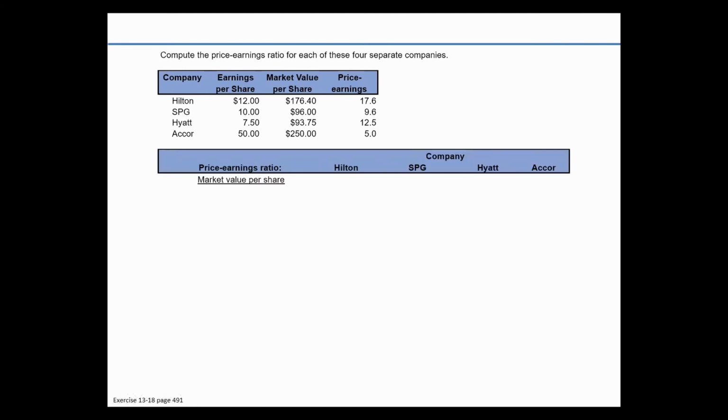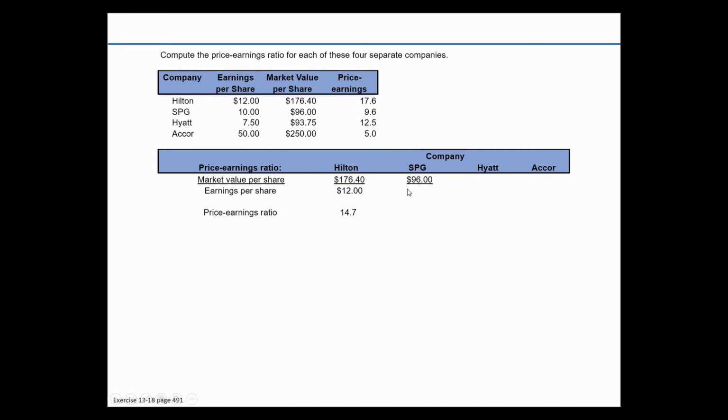So again, remember that the price earnings ratio is the market value per share divided by the earnings per share. So you can look up the market value through various quotation services. And then the earnings per share, you can look that up, or you can calculate it like we did previously. So for Hilton, you have the market value per share of $176.40, and then you'll divide that by the earnings per share. And so that's going to give the price earnings ratio of 14.7.